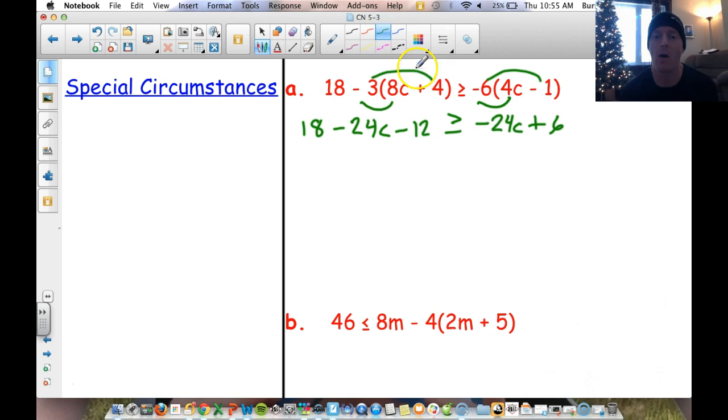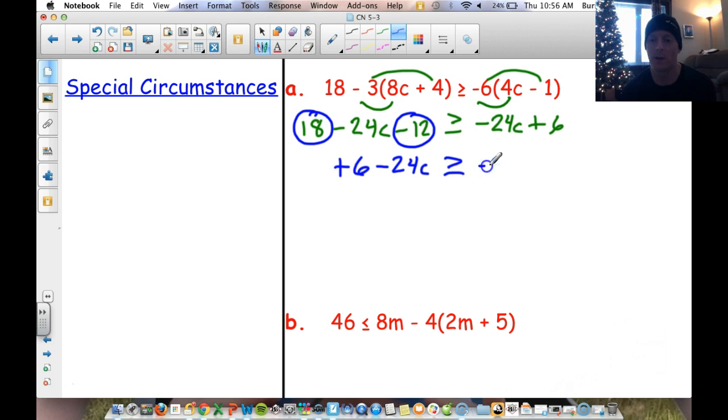Now because I want all of my variables to be on the same side, I'm going to end up moving those things. But first, we want to combine our like terms. So 18 and minus 12 makes a plus 6. And then we have a negative 24c. I'm trying to make sure that we have all of our information correct before we get going.